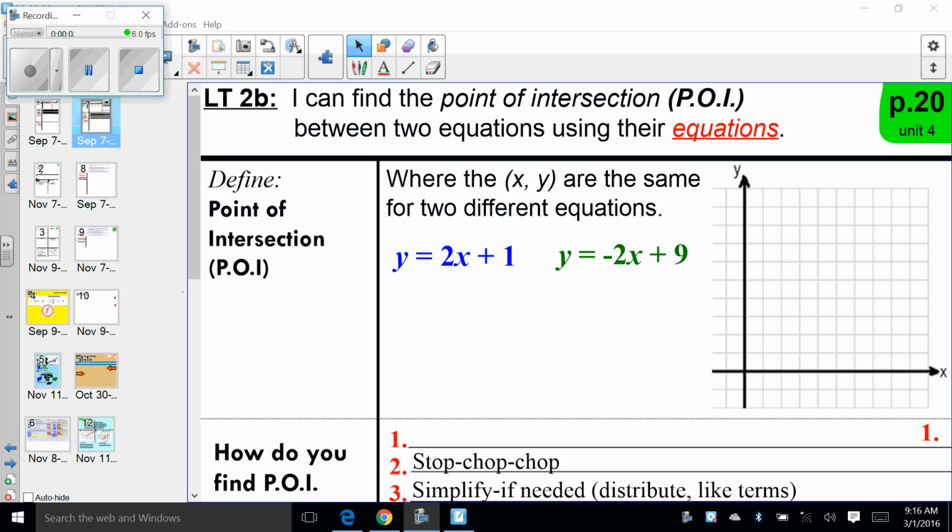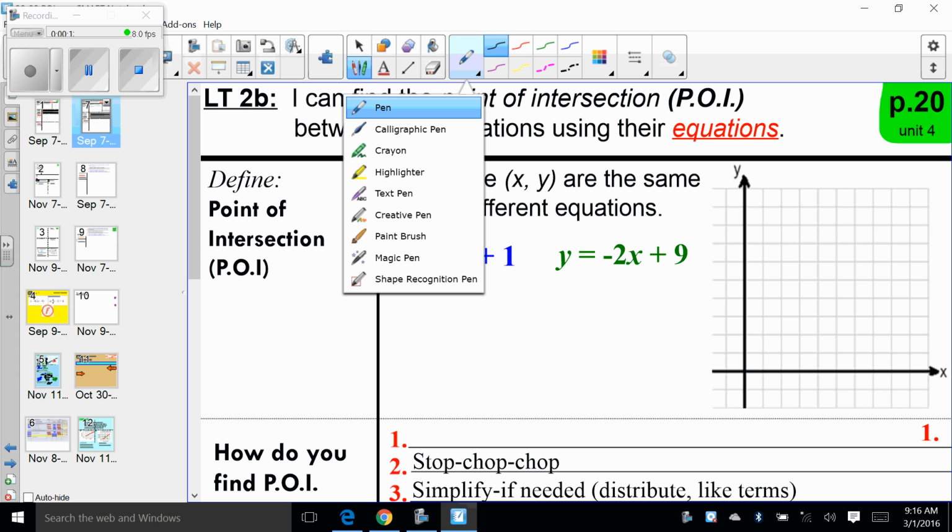Hey, 8th grade. So our learning target today is I can find the point of intersection between two equations using their equations. So we talked about point of intersection, or where they hit each other. In a graph it's super easy to see where the two lines intersect. In the table, we're looking for the same x, y values in both tables, same place at the same time.